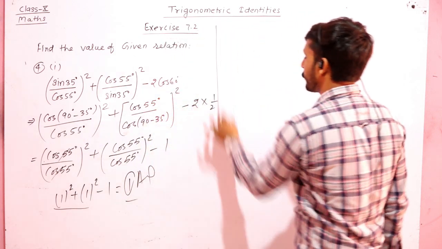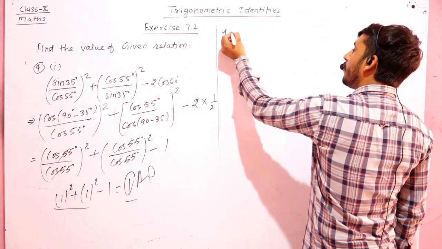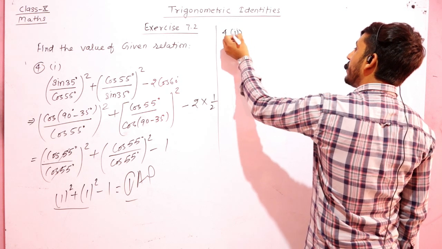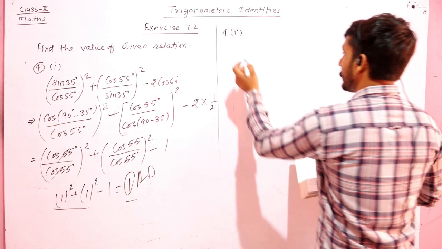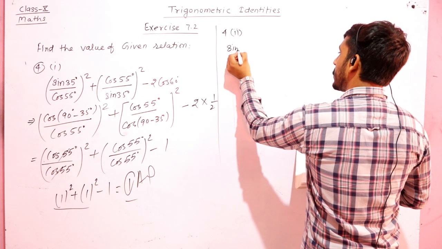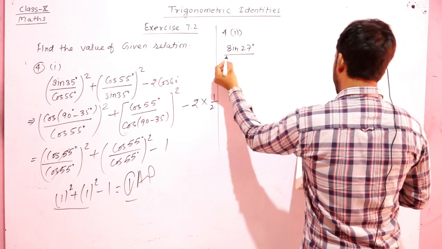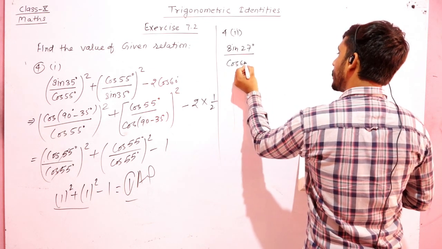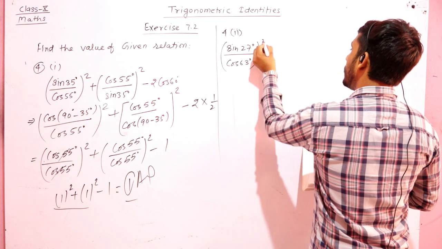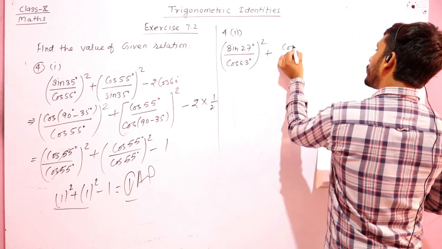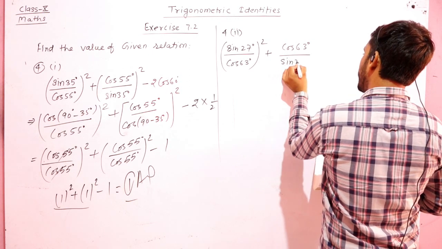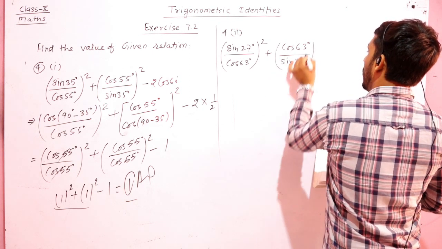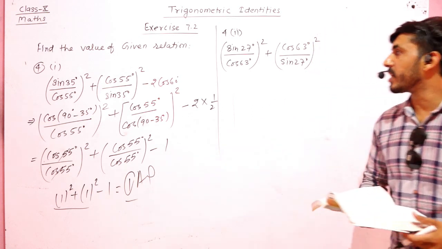You should write this down. And the next question, question number 4 part 2, we have to discuss, as we have to find the value of the given expression. And what is the given expression? It is given as (sin 27 degree divided by cos 63 degree) whole square again, plus (cos 63 degree divided by sin 27 degree) whole square, as we have to calculate the value of the given expression.